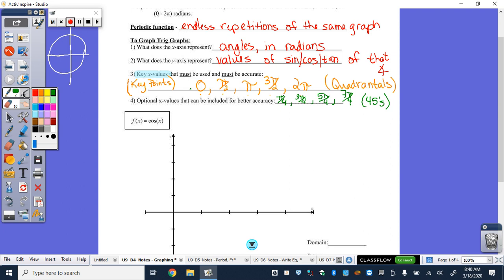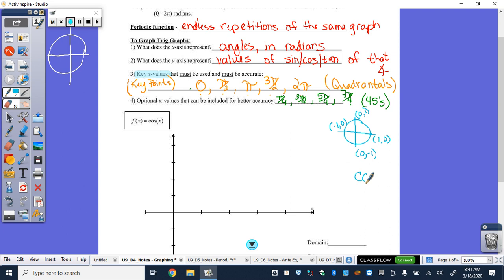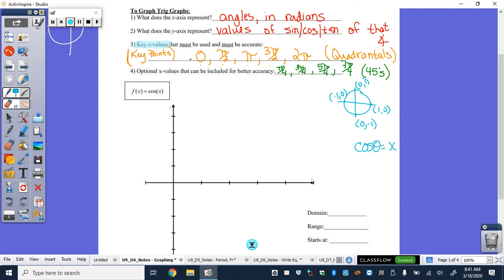So again, this is my unit circle, and yes, I really am not very good at drawing circles, but I try. So here are the quadrantal points. And again, those are the ones we use. Those are our key values. And remember, cosine is the x portion of your points. So 1, 0, -1, 0, and 1, those values there.